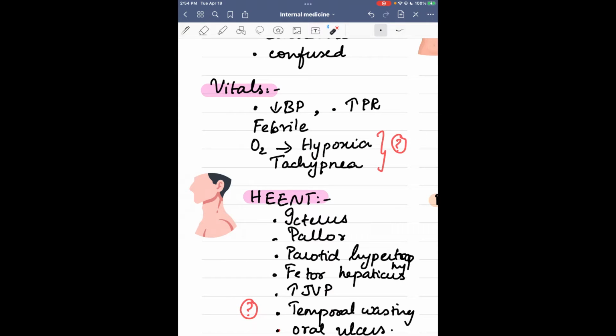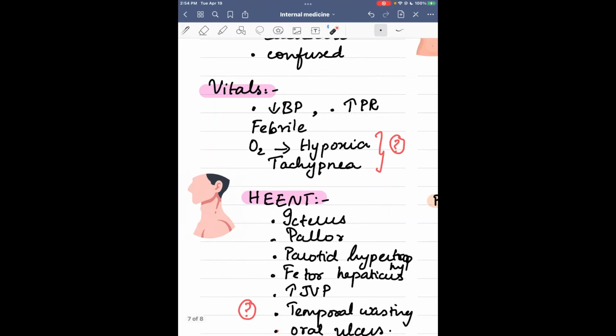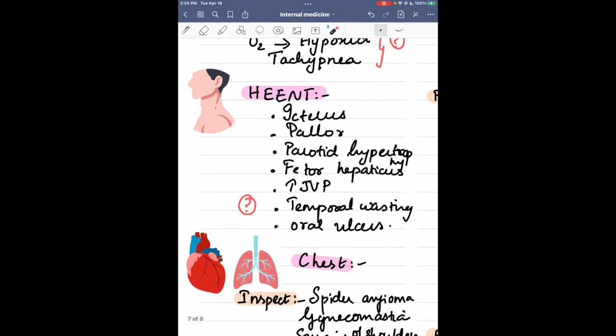It can be seen as hypoxia, and there can be tachypnea. From what I understood, the hypoxia and tachypnea are mostly due to the increased abdominal pressure, which hampers the breathing. But please let me know if there is any other mechanism involved resulting in hypoxia in patients with ascites. And then we check the head, neck, and throat.